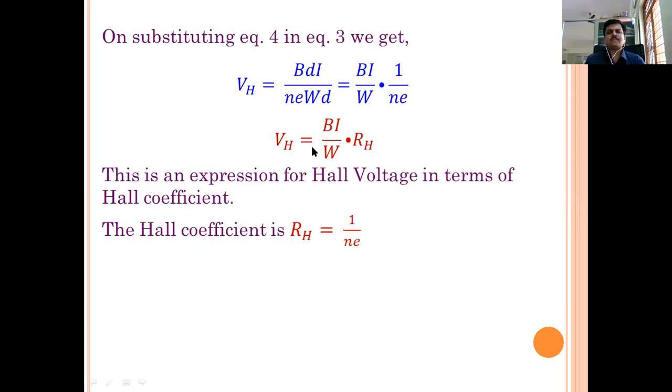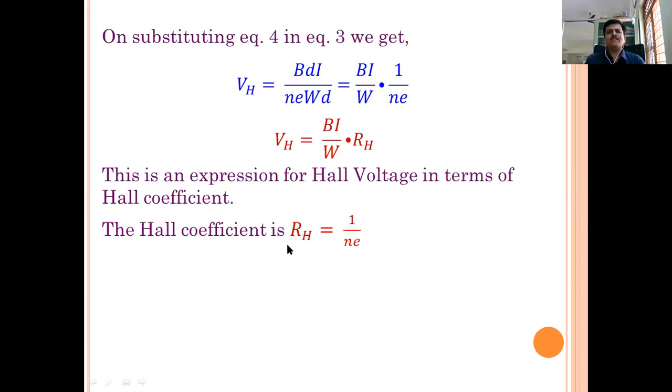So, where VH is the Hall voltage and RH is the Hall coefficient. This is an expression for Hall voltage in terms of Hall coefficient, having the parameters, the applied magnetic field, the current flowing through a semiconductor, and its width. Here the RH, the Hall coefficient, is given by RH equals to 1 by ne. Small n is the electron concentration, e being the charge of an electron.